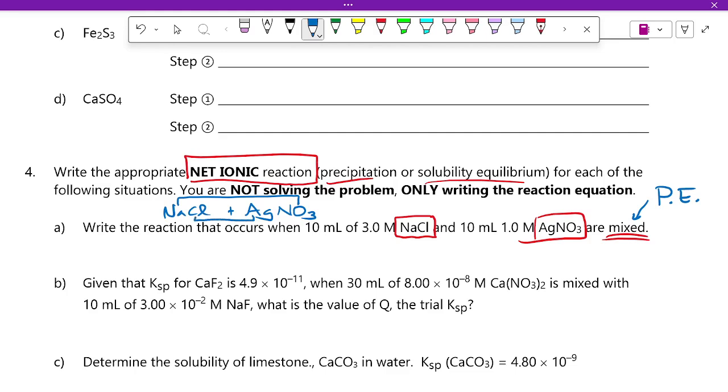AgCl, you can look that up. It says a reaction occurs, so we don't even have to look it up. We can just assume that we have a reaction. You can look it up to confirm it, but we have AgCl. So I would write Ag plus Cl minus gives AgCl solid, aqueous.